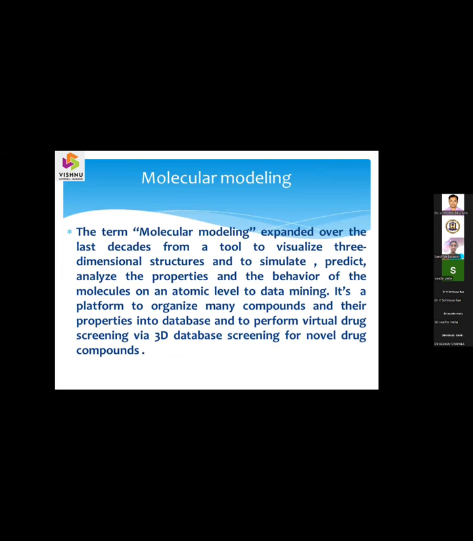Coming to molecular modeling, the term has expanded over the last decade from a tool to visualize three-dimensional structure, and to simulate, predict, and analyze the properties and behavior of the molecule at an atomic level, to data mining. So we study from the atomic level of the drug candidate to data mining. It is a platform to organize many compounds and their properties into a database and to perform virtual drug screening via 3D database screening for novel drug compounds.